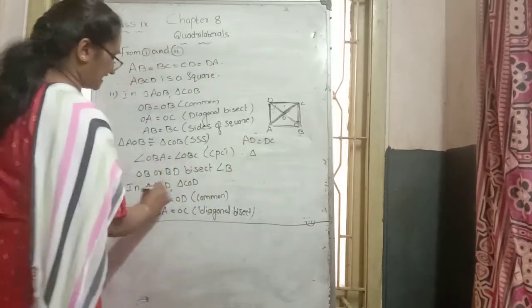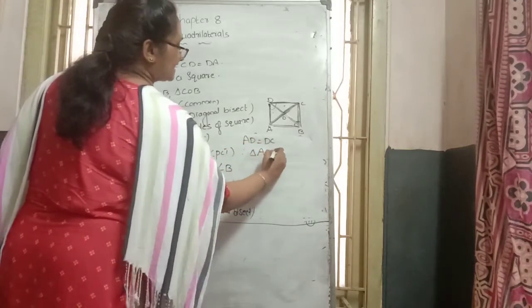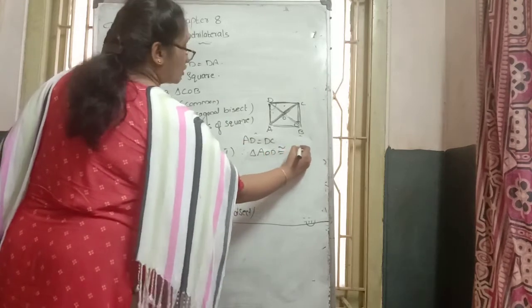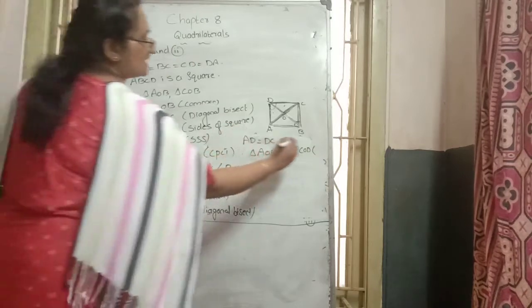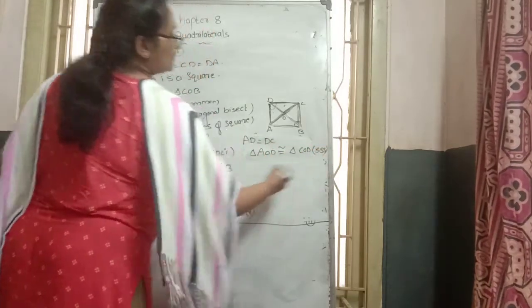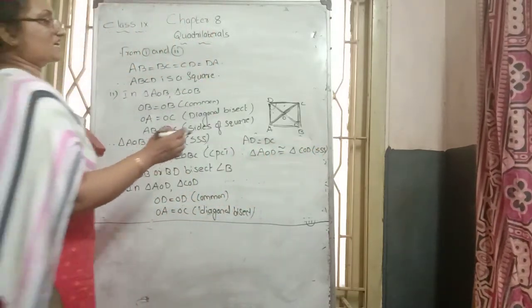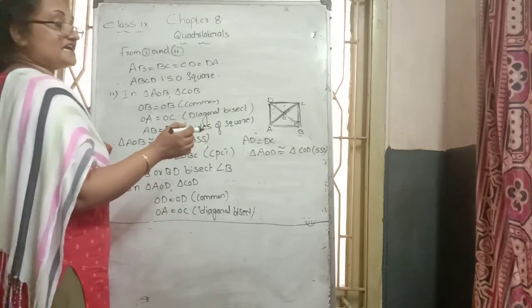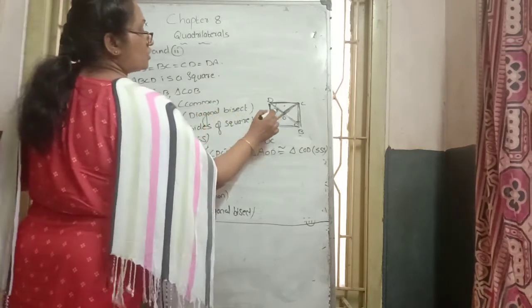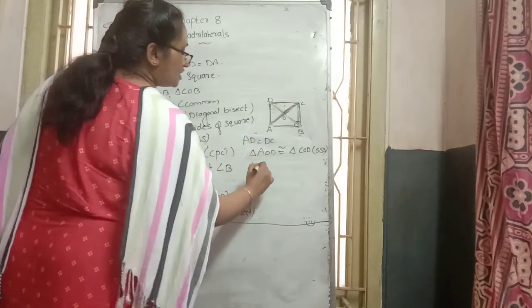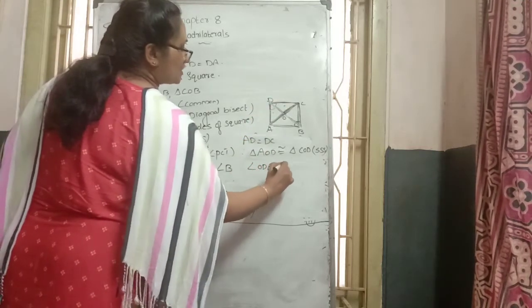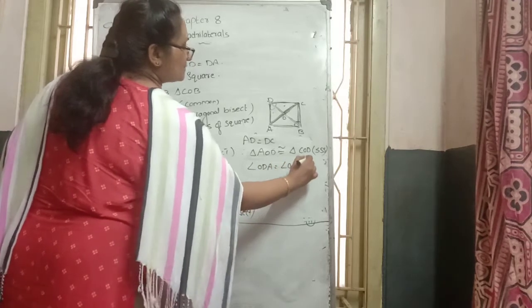Therefore, in our required triangle AOD, we consider triangle AOD congruent to triangle COD by which property? All the sides are equal, so it is the SSS property. By CPCT, how can we say the angles are equal? Which angle? Angle D is cut into two, which are ODA and ODC. So angle ODA is equal to angle ODC by CPCT.